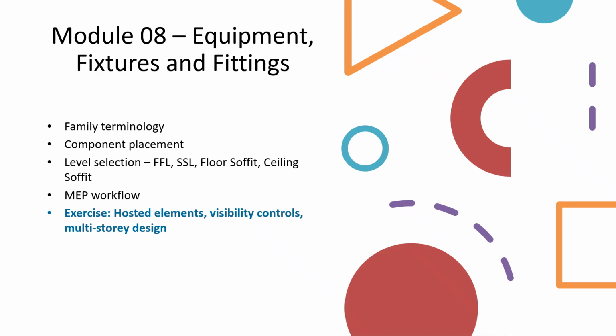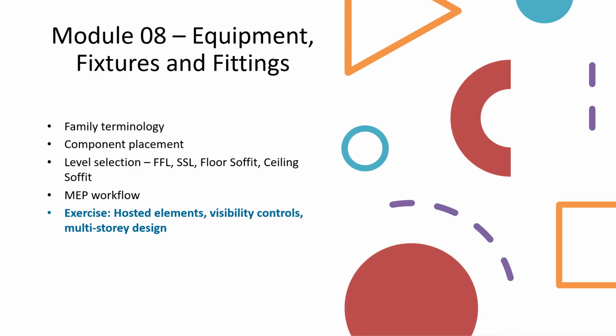Next, we cover component placement. This includes hosted elements like sinks, lights, and diffusers, and how they interact with architectural geometry. We then explore level selection, including FFL, finished floor level, SSL, structural slab level, floor soft feed, and ceiling soft feed. These levels guide placement accuracy and system coordination.